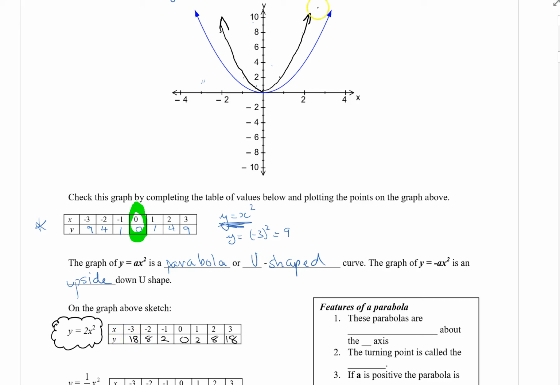And I haven't done a very good job because I find it really difficult on the Surface Pro to get anything very smooth going, drawing by freehand. But that would be your graph of y equals 2x squared.